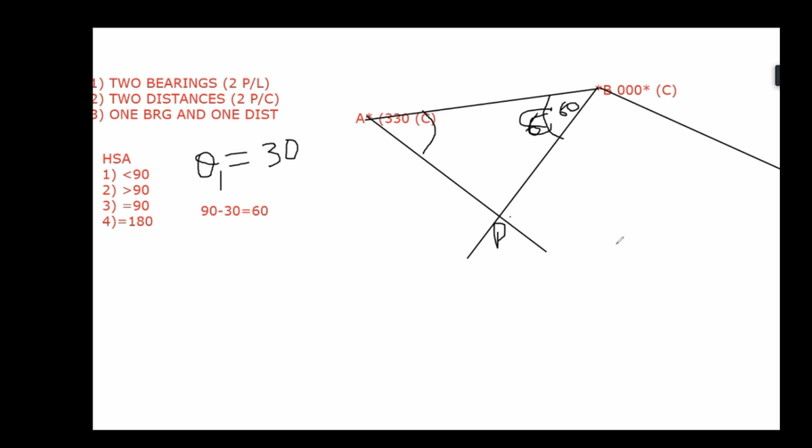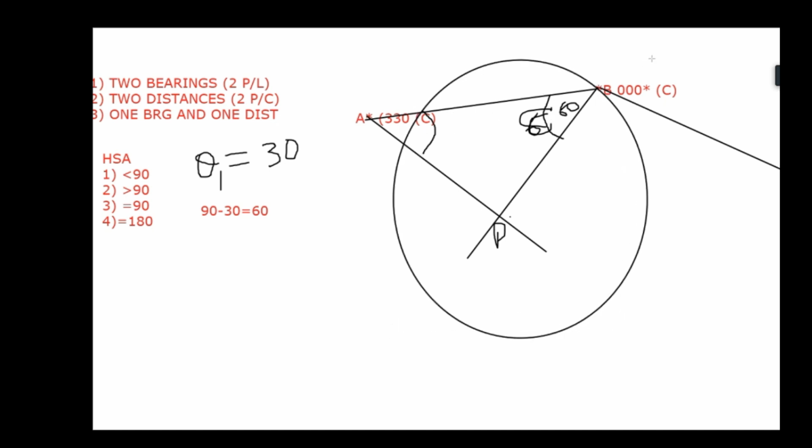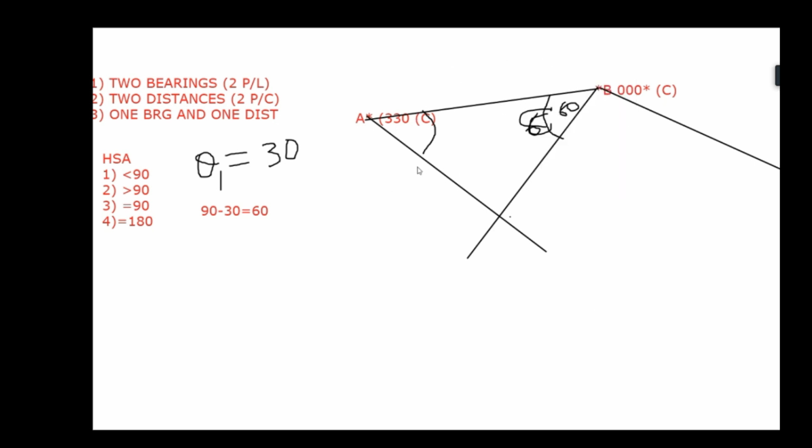Now take a pencil compass, with P as the center. PB or PA is the radius of the circle, and draw the circle with P as the center, whose radius is PA or PB.